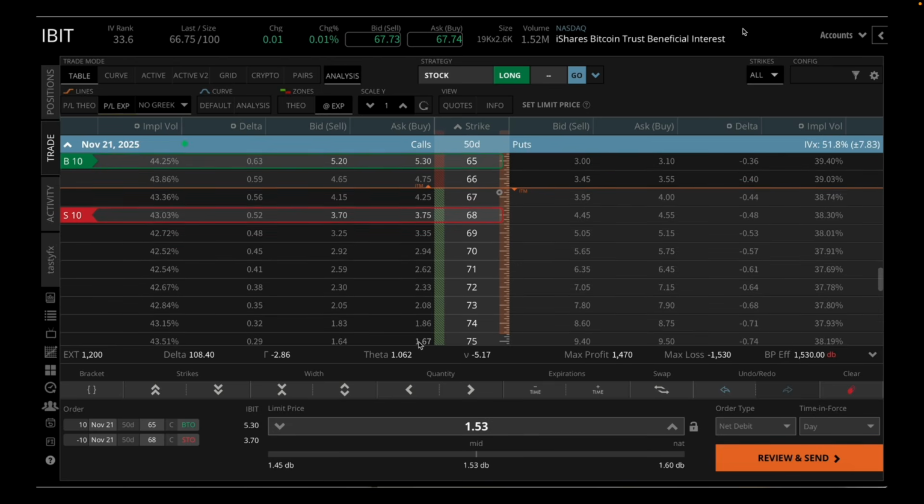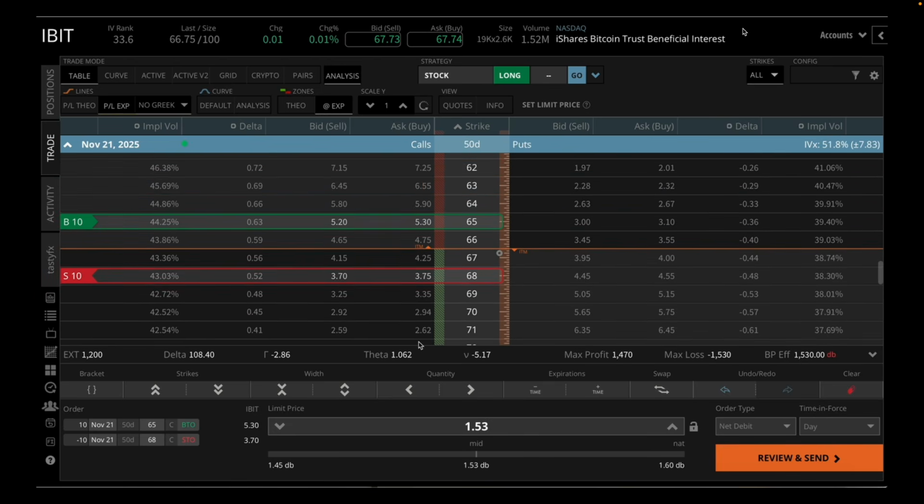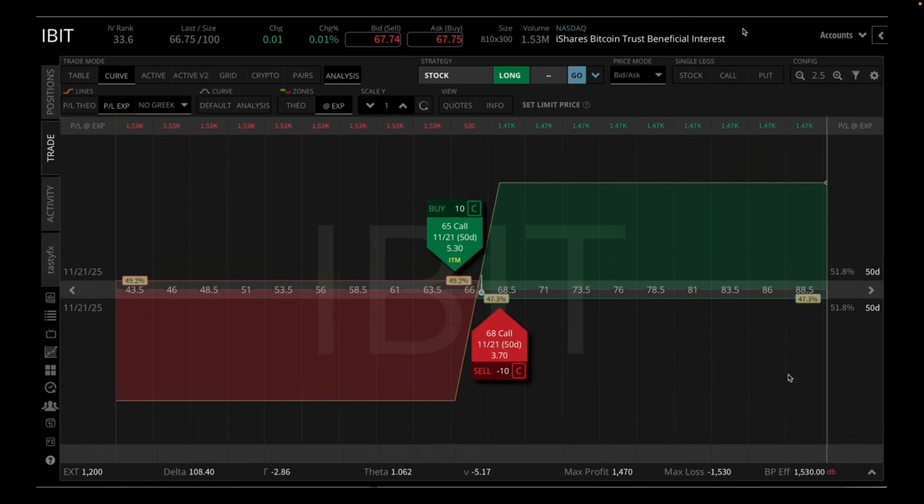So this puts my long call actually in the money slightly, and it puts my short call out of the money. The debit to enter into this trade is $1.53, so a little bit more expensive than the previous example. My max profit is $1,470, and my max loss is the debit paid. And when we head into the profit and loss diagram, we can see that this trade looks much more balanced.